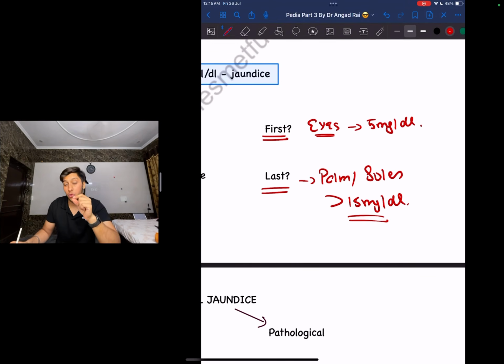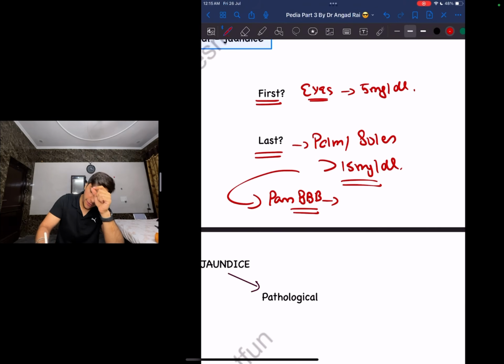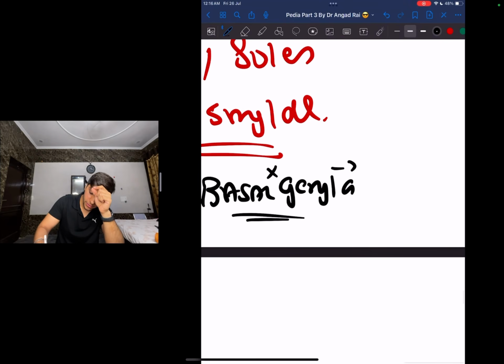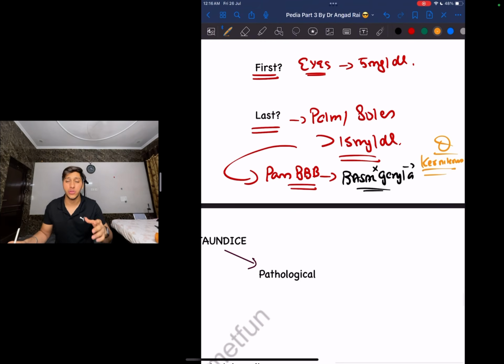Now it is so much more, and it is unconjugated. Remember what I told you about unconjugated? It is water insoluble, but it is lipid soluble. Because of this increased amount, it can pass the blood-brain barrier. It can go and affect the basal ganglia, and it can cause a condition known as, come on guys, tell me, kernicterus. You'll have chorea-like symptoms and many more abnormalities. It affects the IQ, so it basically affects the baby's brain. It affects the basal ganglia. If it is more than 15 milligram per deciliter, it is a dangerous condition.